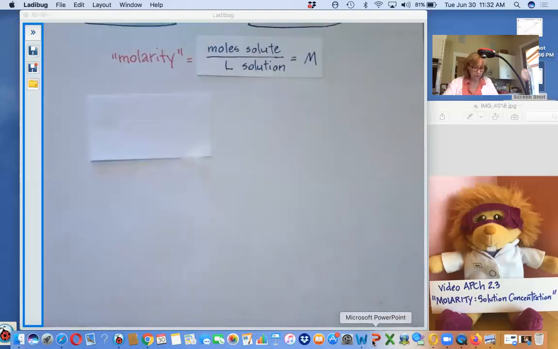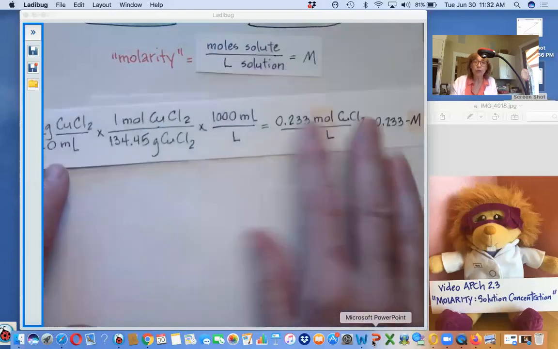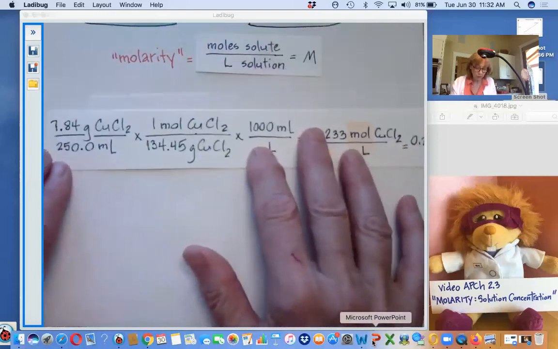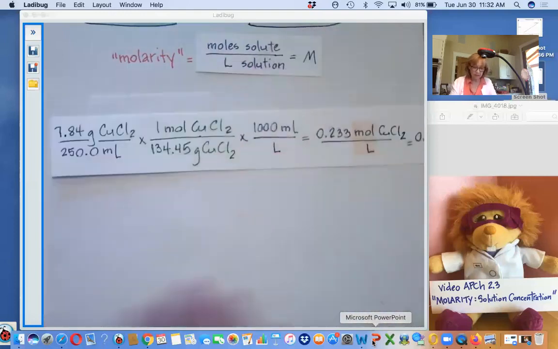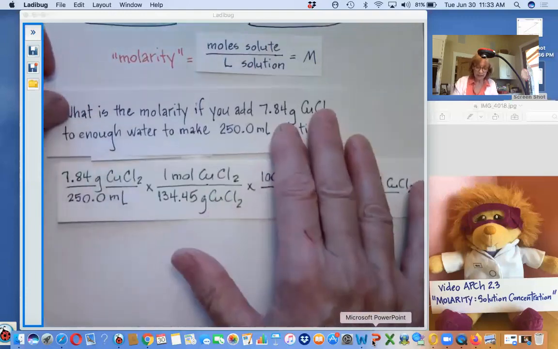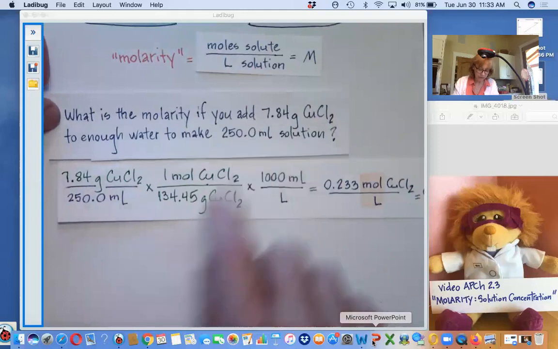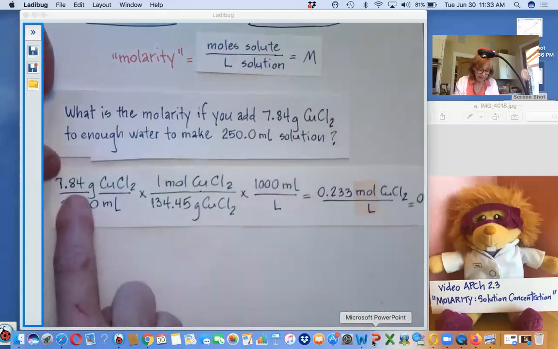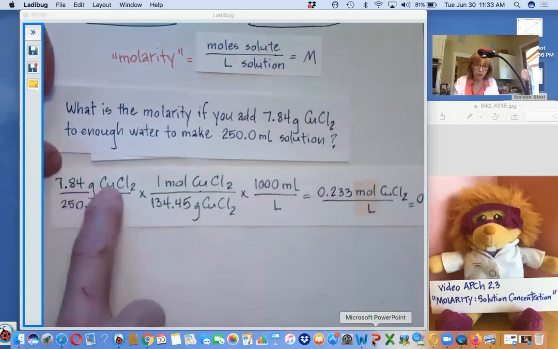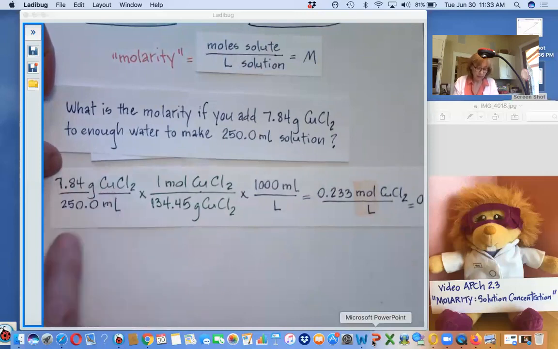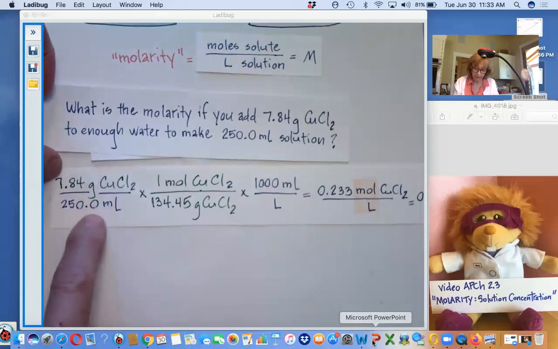All right, let's look at another example. Oh, you know what? Before we go to another one, I just want to show you how that same problem could be done a little more efficiently. So remember, we had 7.84 grams of solute, 250 milliliters of solution. I know I need my solute in the numerator. Here's what the problem gives me. And I need total solution in the denominator.